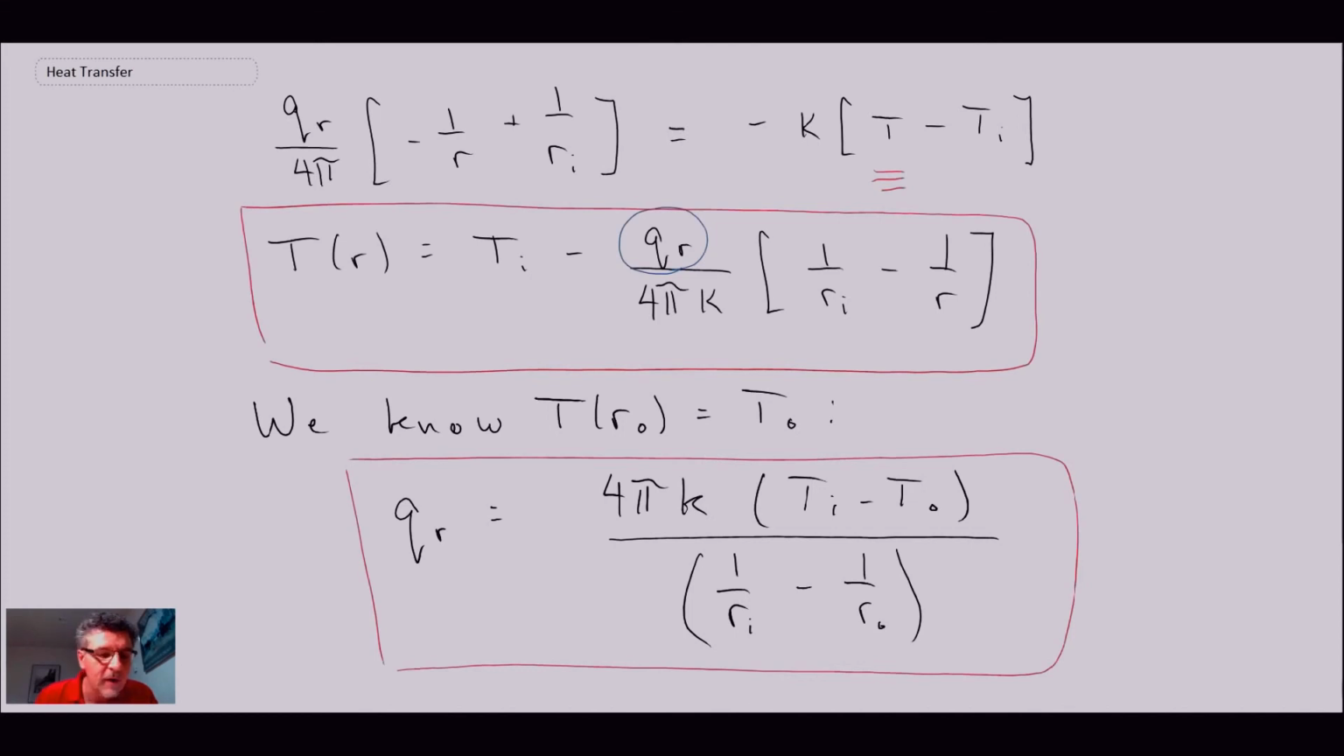We've looked at spherical, cylindrical, and we looked at one-dimensional. That was for the conical section. As long as you know the area as a function of position, and you can assume it to be 1D, steady, no internal generation, and the thermal conductivity being constant, not a function of temperature, if you have all of those, you can come up with these equations.